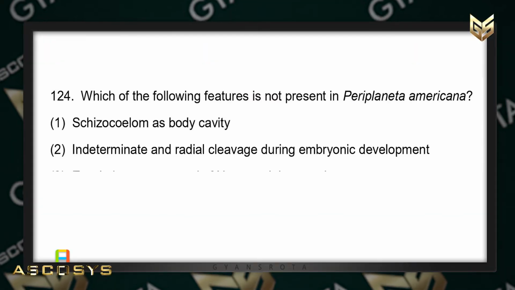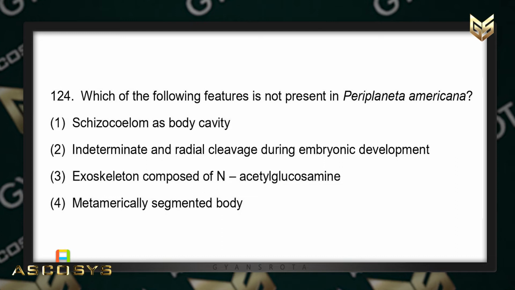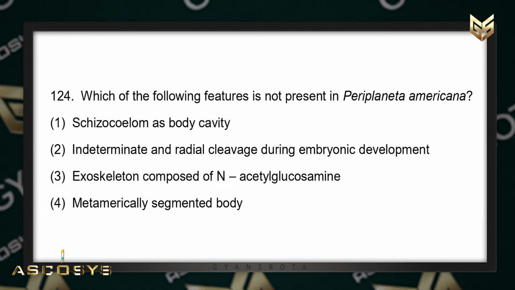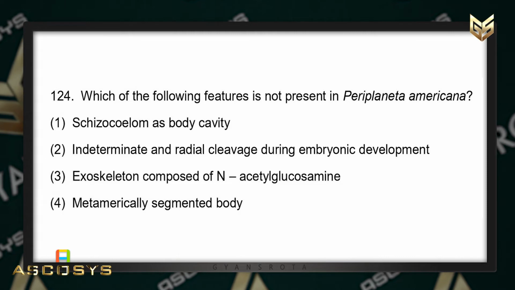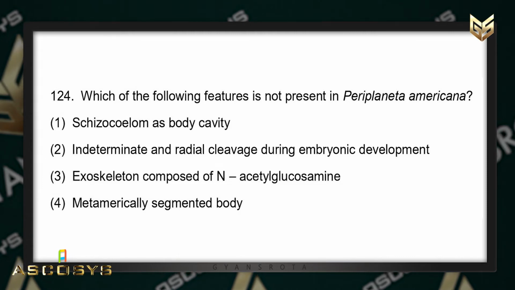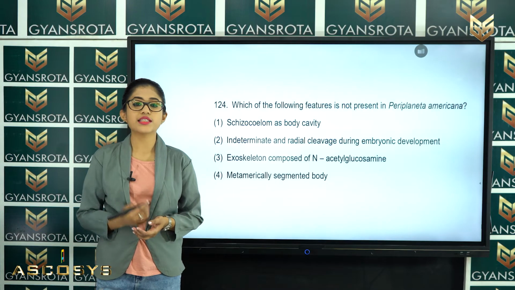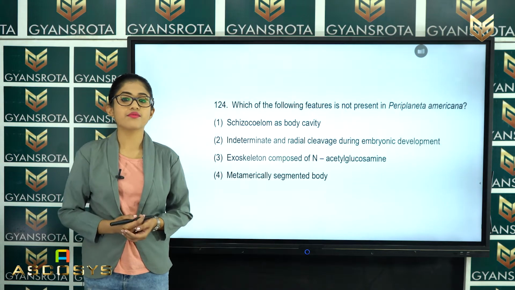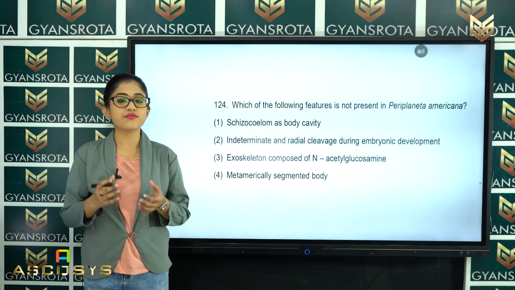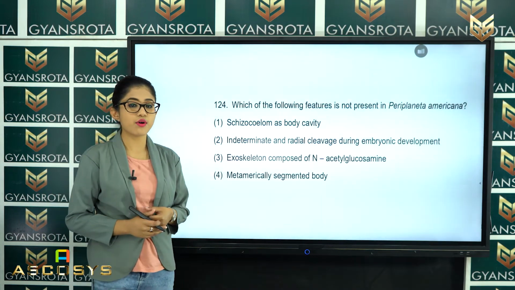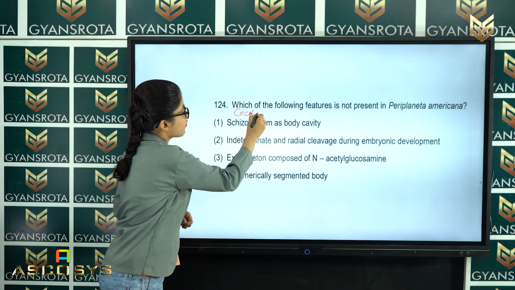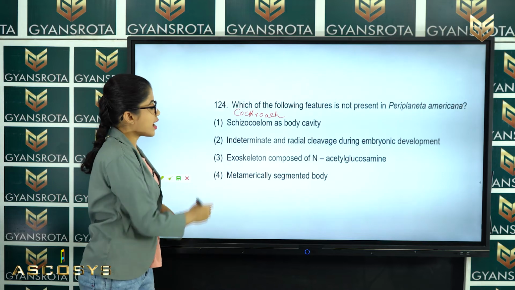Which of the following feature is not present in Periplaneta americana? There are 4 options given. Schizocoelom as body cavity. Second option is indeterminate and radial cleavage during embryonic development, and third option is exoskeleton composed of N-acetyl glucosamine, and the fourth option is they are metamerically segmented body. So, in the chapter structural organisation in animals, we have discussed the morphological and anatomical features of cockroach, and here it is written that the Periplaneta americana, which is the scientific name of cockroach, right. So, the scientific name of cockroach is Periplaneta americana, and these are the features.